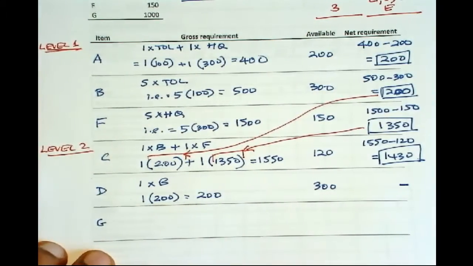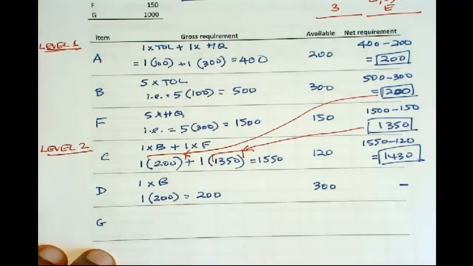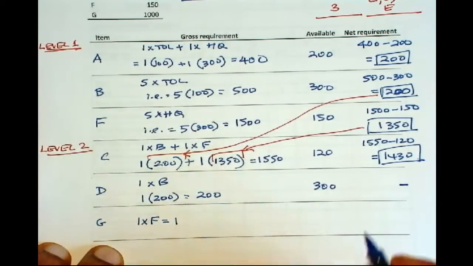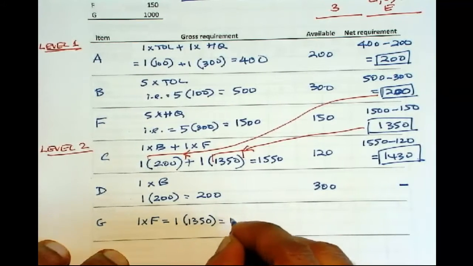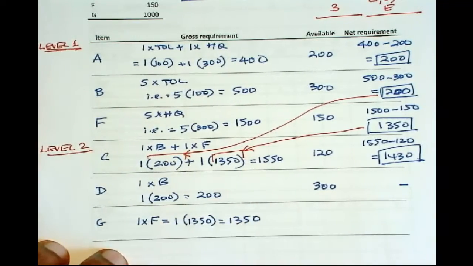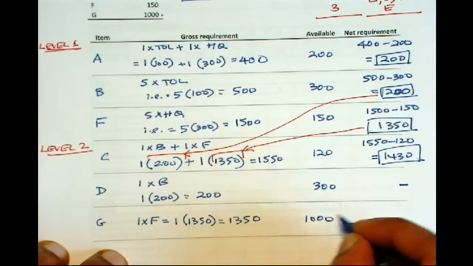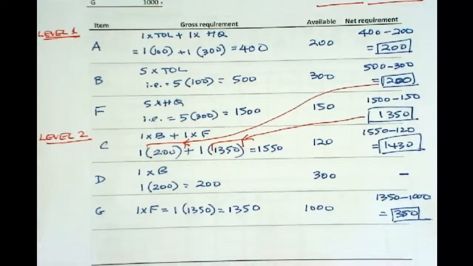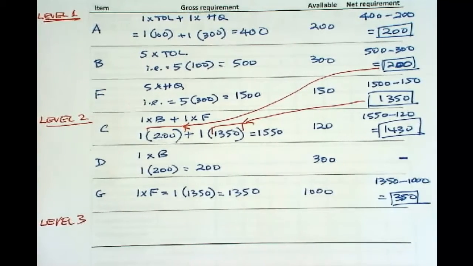And then we have G. We need 1 unit of G for each F, so 1 times F, so that is 1 times 1350, which is 1350, and we have 1000 of that available, so 1350 minus 1000 gives you 350. That's level 2. Now let's go to level 3, and there is only one item, which is E.